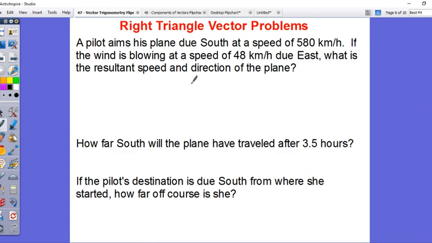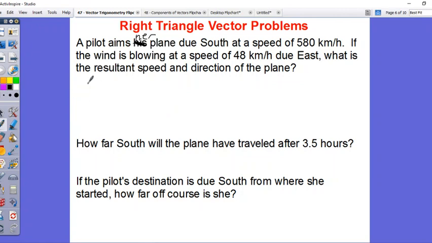A pilot aims her plane, and actually, let's keep the continuity. A pilot aims her plane due south at the speed of 580 kilometers an hour. If the wind is blowing at a speed of 48 kilometers an hour due east, what is the resultant speed and direction of the plane?